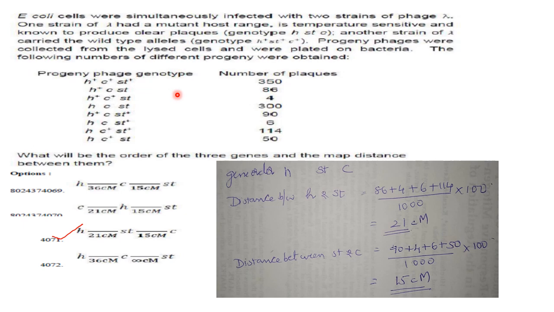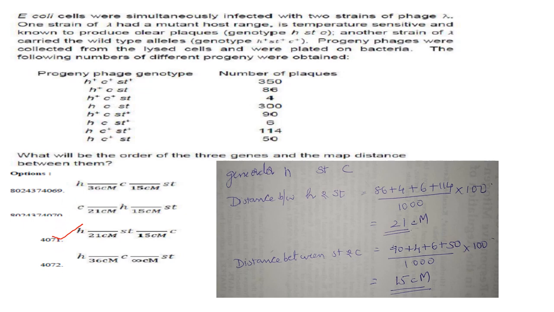So first we will see the order of the three genes. For that you should know the double crossovers. So 350 and 300 are maximum in number, so they are the parentals, and the least numbered ones, that is 4 and 6, are your double crossovers. That is H plus, C plus, ST plus is one parent, and H C ST is another parent. Then H plus, C plus, ST and H C ST plus are the double crossovers. Now if you compare the double crossovers with the parents, you will see that the ST gene is changing position. So it has to come in the middle. So the gene order will be H, ST, C.